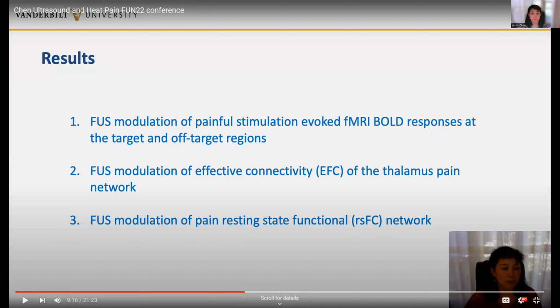Question from the audience. My question is, has there been an ultrasound alone condition? There's been pain and ultrasound, but what about ultrasound alone? It would be interesting to know what ultrasound alone does, if the ultrasound is applied only to the VPL.